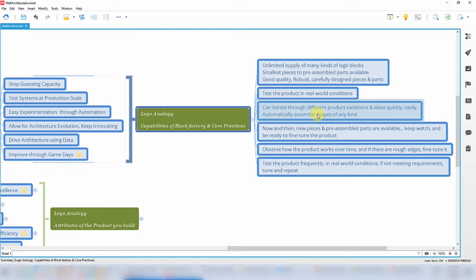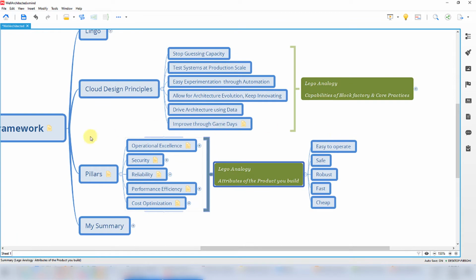You can automatically assemble shapes of any kind, like you can do easy experimentation through automation. Now and then, new pieces and pre-assembled parts are available. Keep a watch and be ready to fine-tune your product, like you would allow your architecture to evolve and keep innovating. Observe how the product works over time, and if there are rough edges, fine-tune it, like you would fine-tune your architecture using data. Test your product frequently in real-world conditions, and if it's not meeting requirements, tune it and repeat, like you would improve your solution through testing in production.